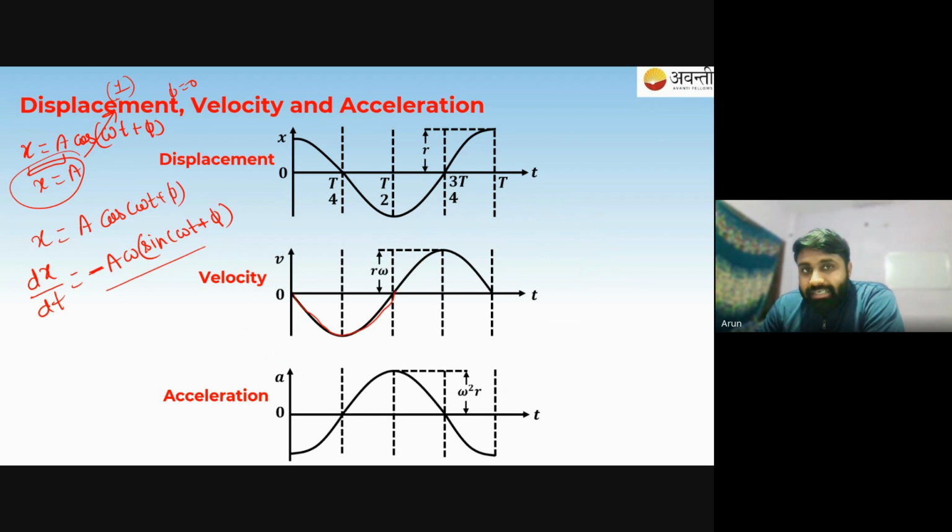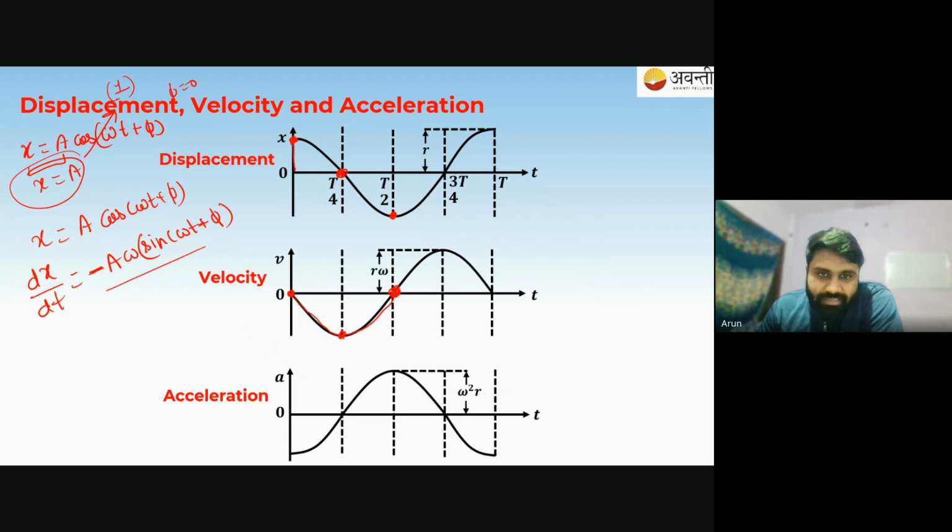So you can see here, if the displacement is maximum, which means we are at the extreme position, the velocity will be 0. When we reach the mean position, the velocity is maximum. Although it is in the negative direction, it is just the difference of direction. Okay. When we reach the maximum amplitude again, the velocity will be 0 here.